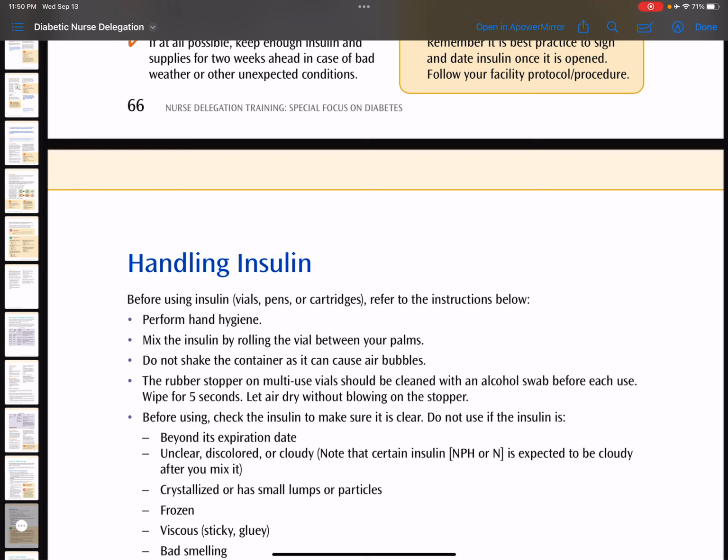The rubber stopper of multi-use vials should be cleaned with an alcohol swab before each use. Wipe at least for 5 seconds and let air dry without blowing on the stopper. Before using, check the insulin to make sure it's clear. These are general guidelines.